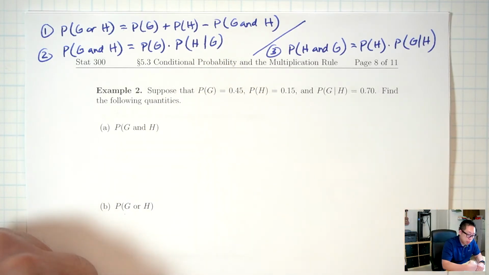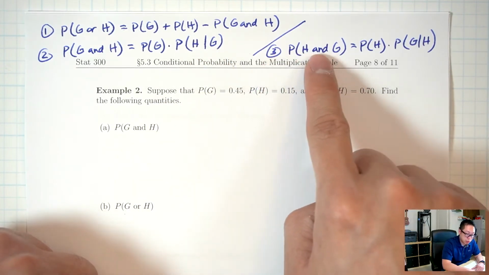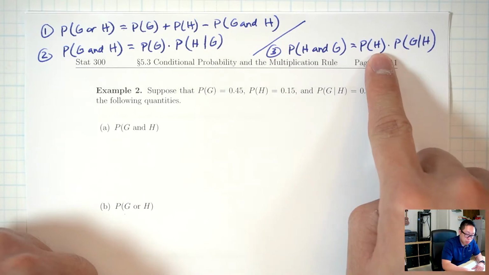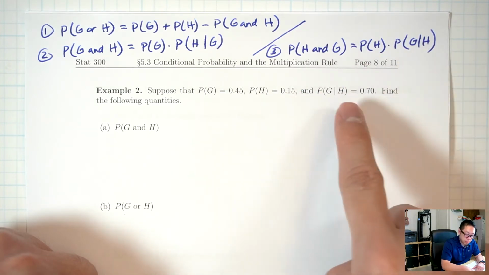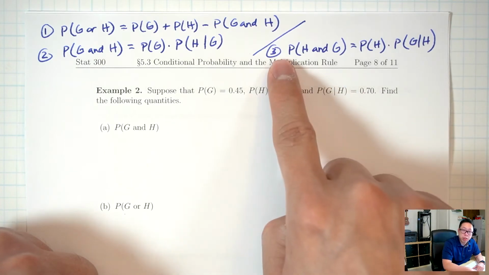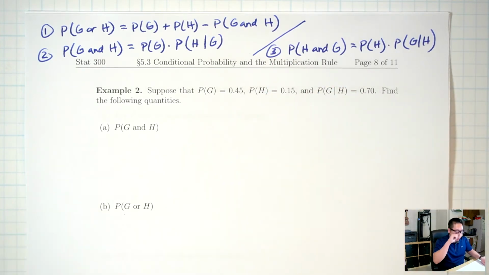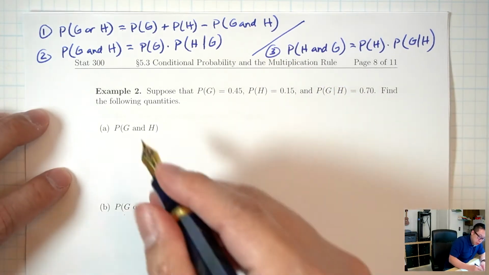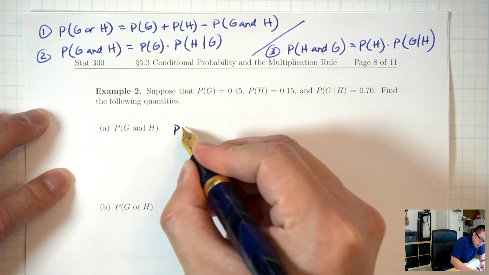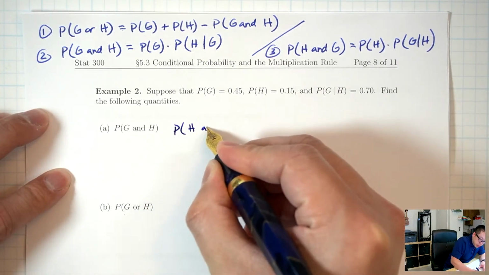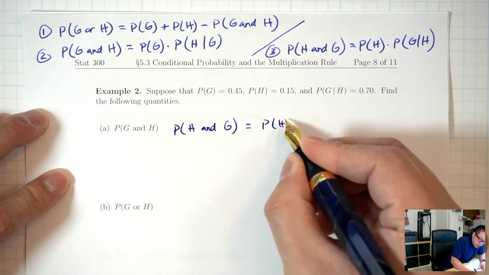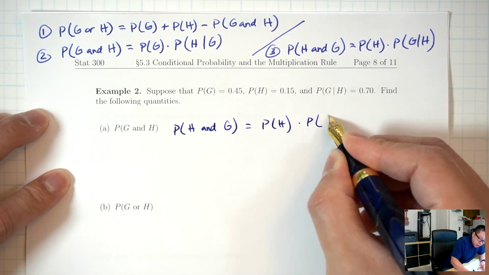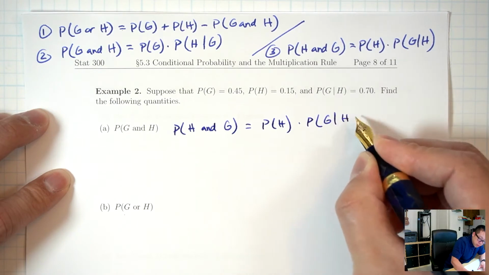So the only one left is equation 3, right? So this is what I'm looking for. I know probability of H, and I know G given H. So equation 3 should be useful to me. So let me write it out. Let me recopy equation 3. So it says H and G is equal to probability of H times the probability of G given H.